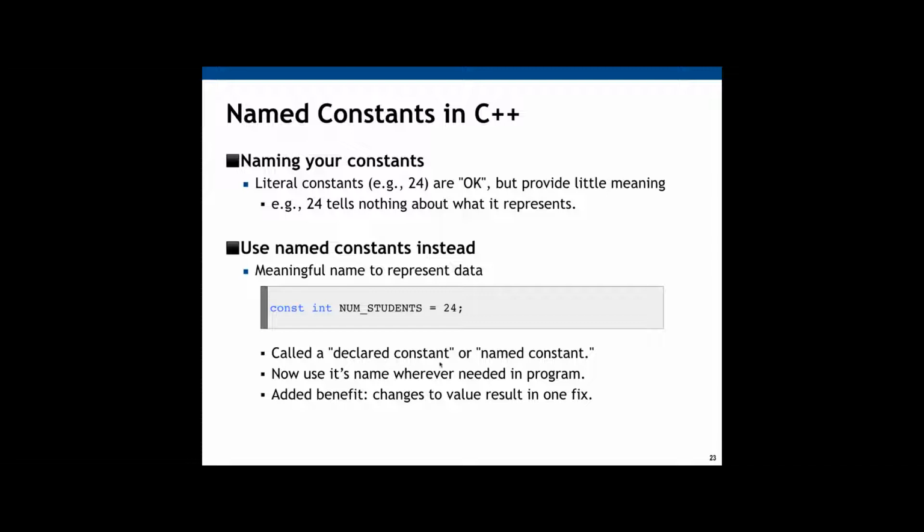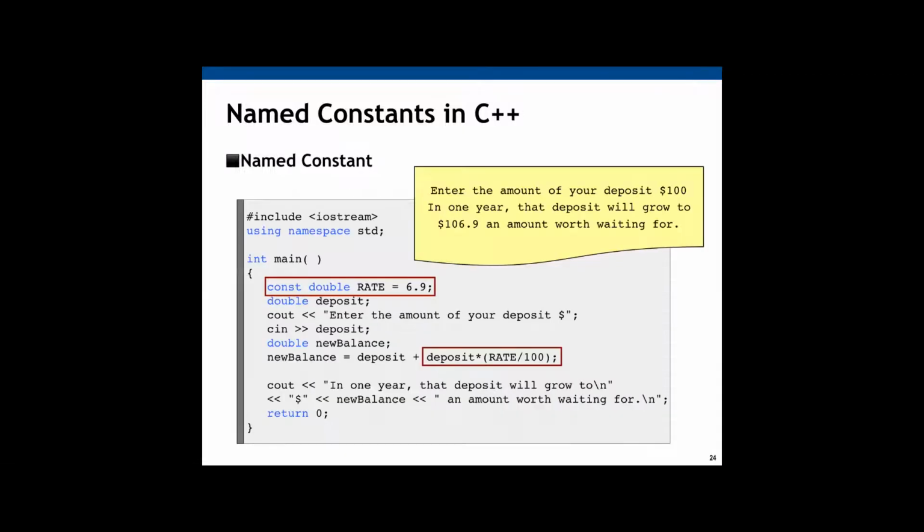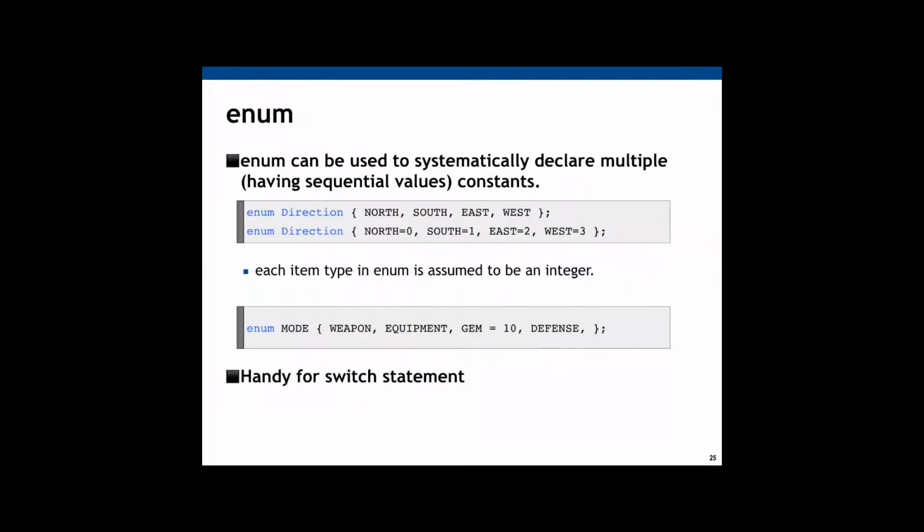Okay, so we have looked at this advantage of using named constants. This is the example we have looked at. We have looked at the named constants and their benefit. Now let's learn about the enum type.